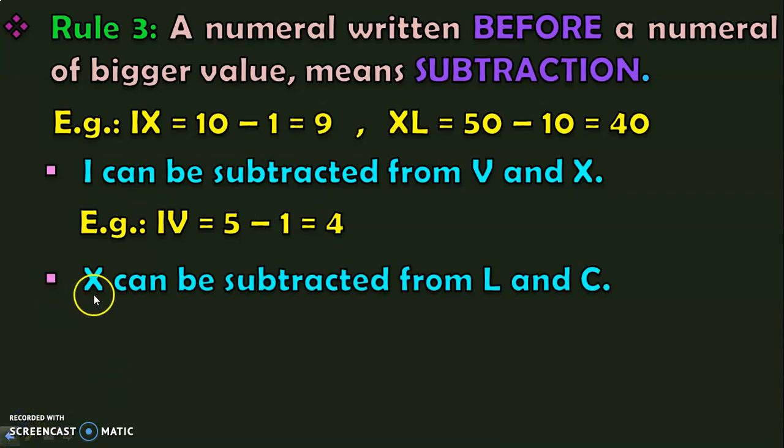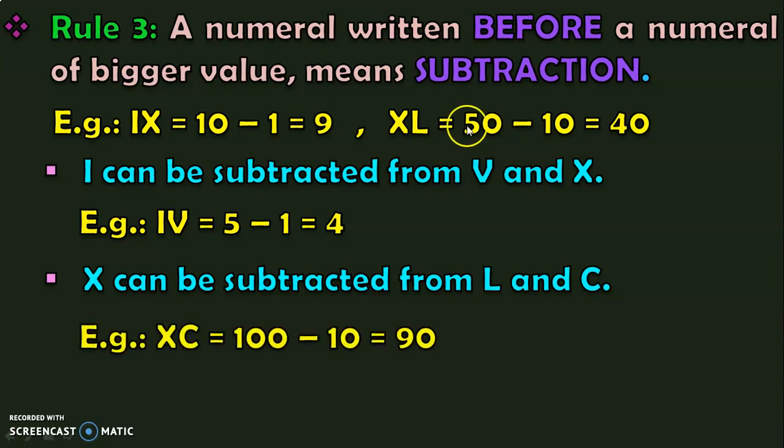The next rule is that X, which has a value of 10, can be subtracted from bigger numbers L and C. L has a value of 50 and C has a value of 100. We saw that in the beginning of this video. So 10 can be subtracted from 50 and 100. Let us see this with an example. We saw one example over here. 10 is subtracted from the bigger value 50 and you get the Roman numeral for 40 to be XL. Similarly, when you subtract X from C, which is 100, you will get 90. So the Roman numeral for 90 is XC.